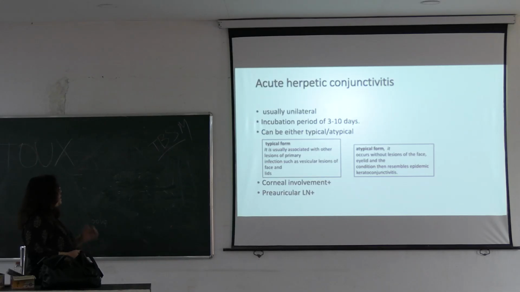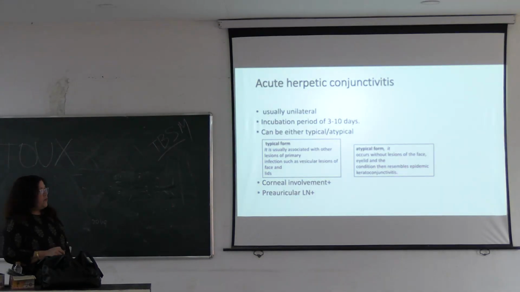Acute herpetic conjunctivitis is usually unilateral. One side is involved. Incubation period is 3 to 10 days, and it can occur in two forms, typical and atypical. In the typical form, it is associated with vesicular lesions of the face and the lids. In the atypical form, all features are the same, but vesicular eruptions of the skin of face and lid are absent, corneal involvement is present, and pre-auricular lymphadenopathy is also present.